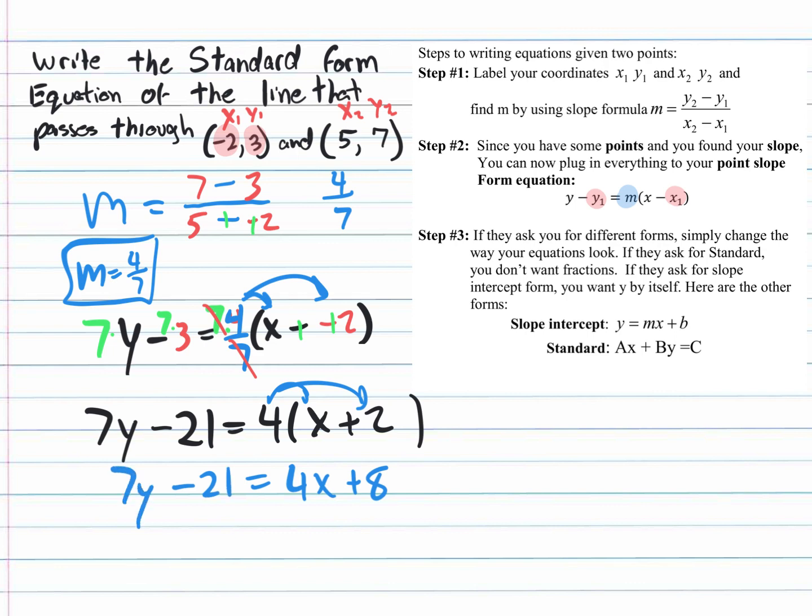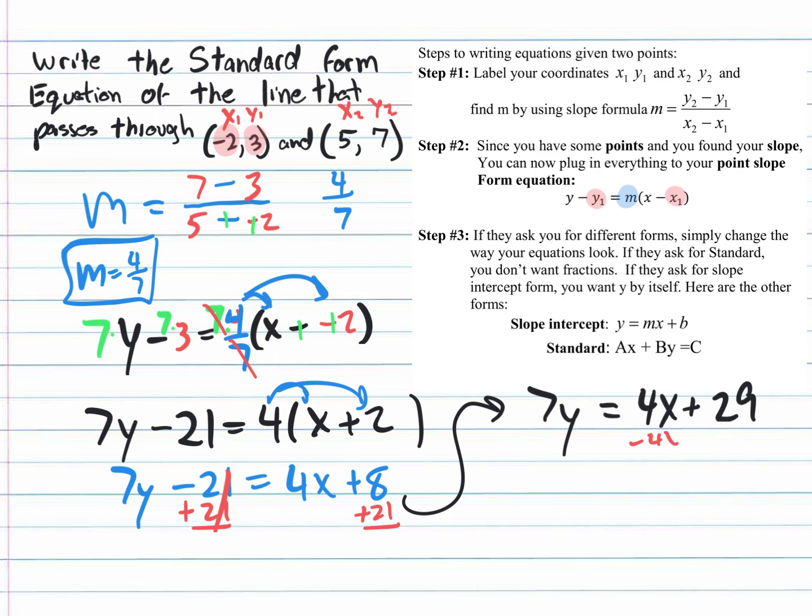And I am going to move the numbers to the right side and keep my x's and y's on the left side. So I'm going to move that negative 21 to the right side, plus 21, plus 21, and you're going to have a new equation that reads, I'm going to rewrite it over here, 7y equals 4x plus 29, okay? And if I wanted slope-intercept form, I would divide everything by 7 and I'd be done, but they want standard form, so I need to move the x to the left side.